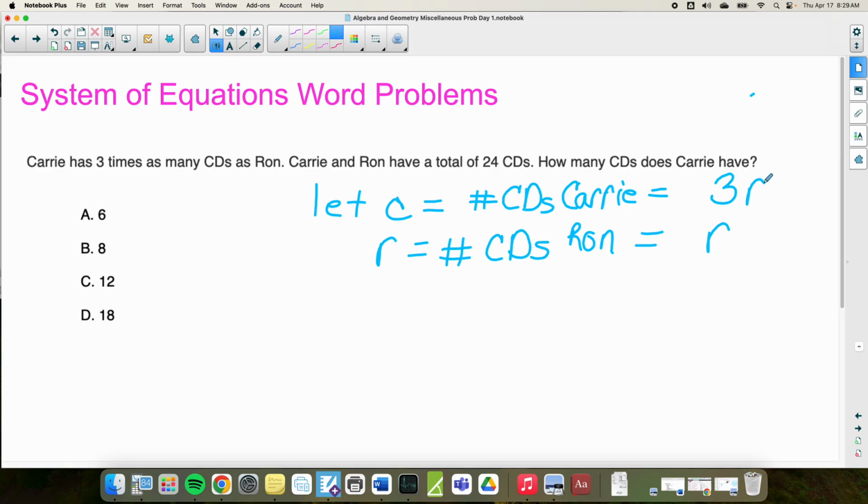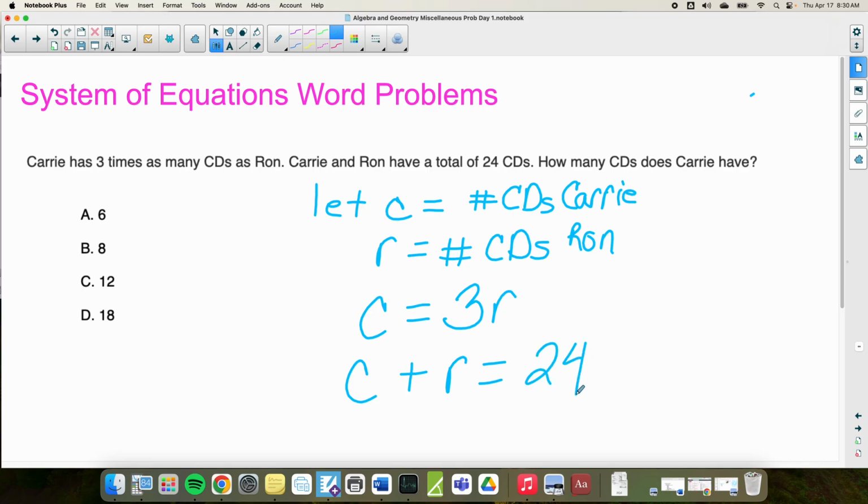Actually, you know what? I don't even have to do it that way. I'm gonna do this. I have to write an equation with it. So I'm gonna do it like this. Carrie, which is C, has 3 times as many as Ron. So we'll write that instead. Okay? Then Carrie plus Ron should equal 24. So we're gonna go Carrie plus Ron's should equal 24.